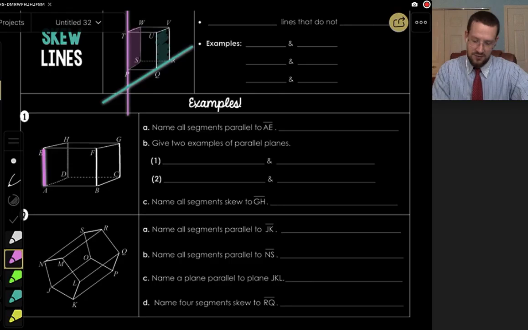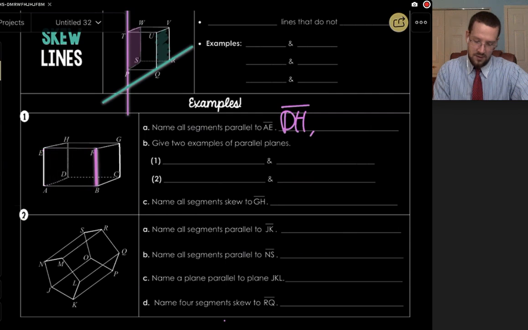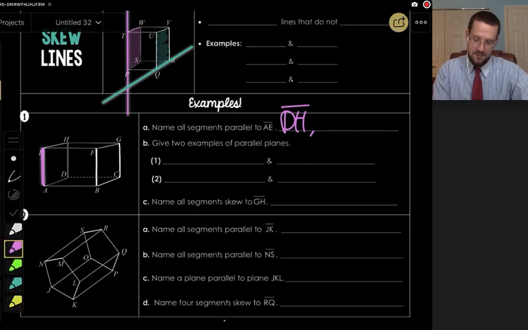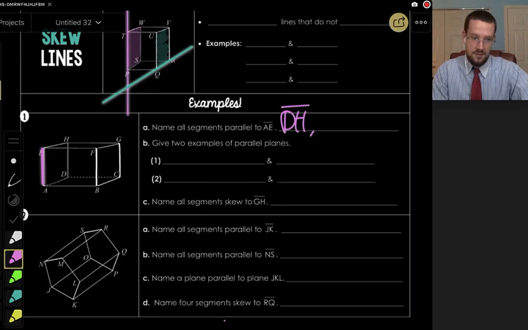So we have DH, the segment DH, and we also have, let me just move this around, FB, because this is the plane here. This is another face. It's this front face that it's sharing. So FB. DH, and then what? And then this one over here.